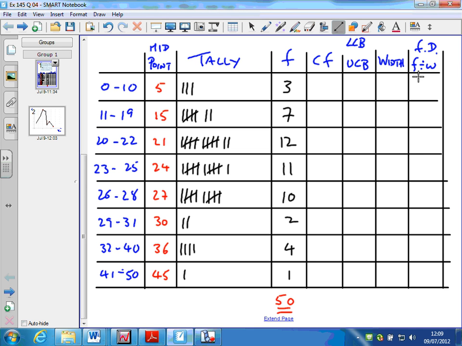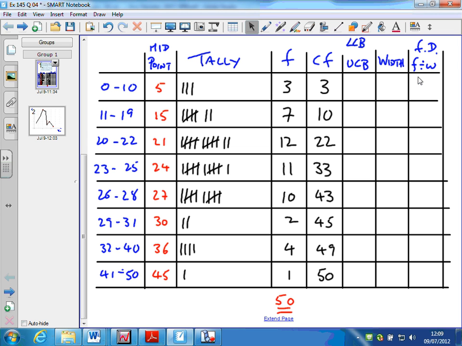Now I want to go back to the table, and I want to produce the cumulative frequency ogive, or cumulative frequency curve. So to do that, I need the cumulative frequency. That means I add up the frequency as I'm going along. So for the first cumulative frequency, 3 plus 7 is 10. 10 plus the next frequency, 12, is 22, 33, 43, 45, 49, and 50. So obviously we should end up with 50 for the final one.